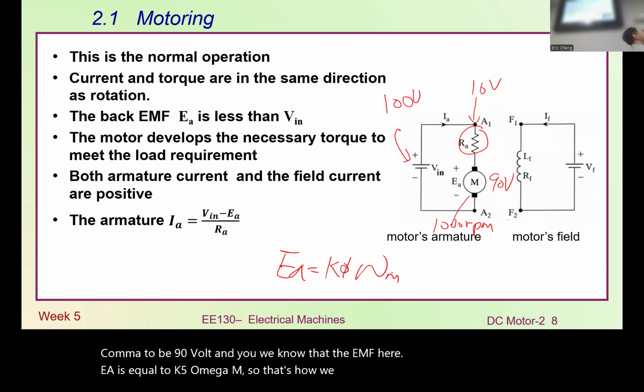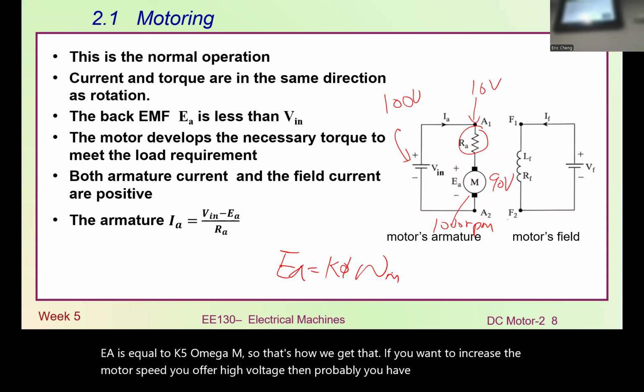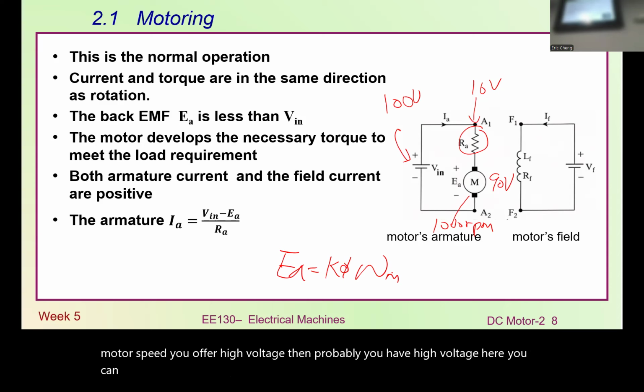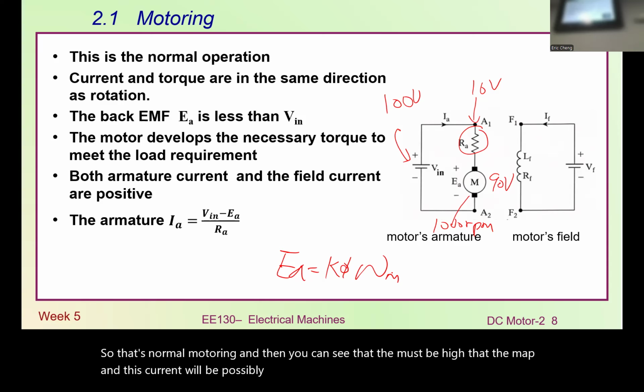If you want to increase the motor speed, you apply high voltage, then you will have high voltage here. Low voltage, you got low voltage here. That's how we control the motor speed. So that's normal motoring. And then you can see that the input voltage must be higher than the motor back EMF. Then this current will be positive forward to the motor.